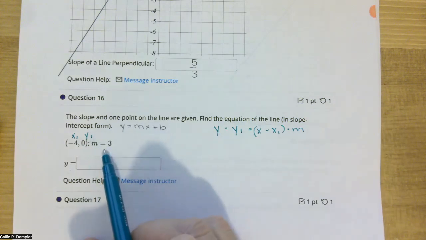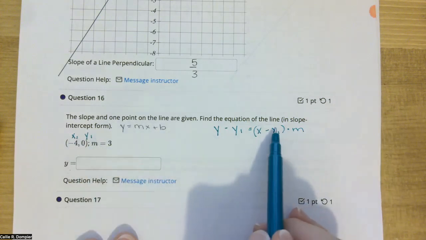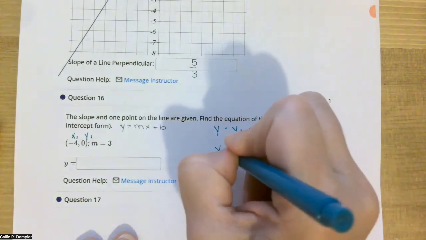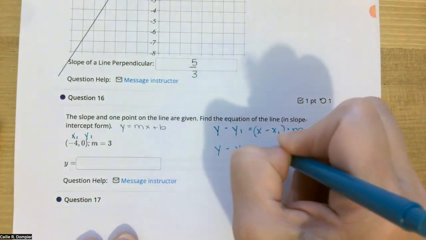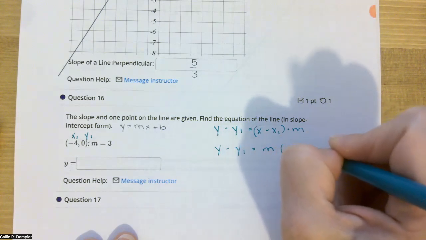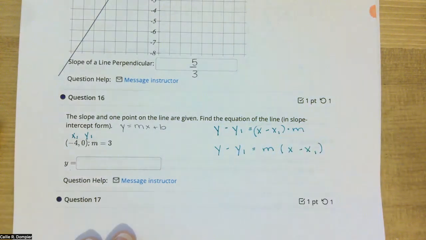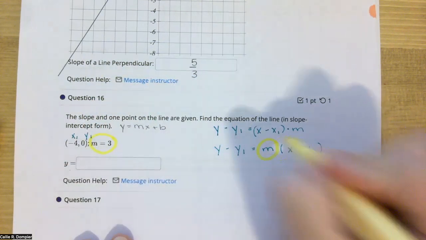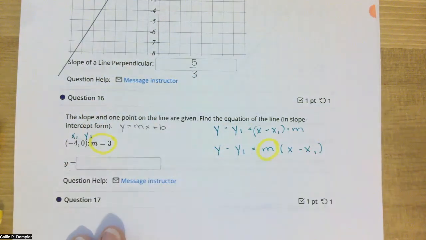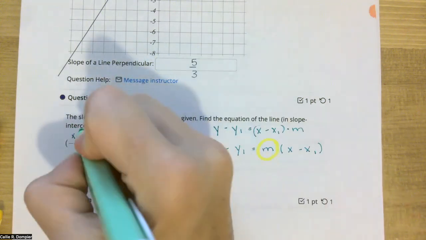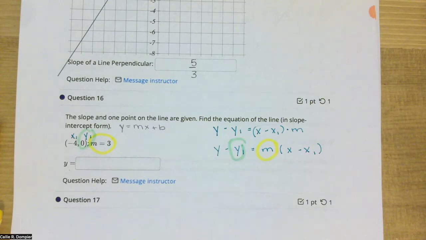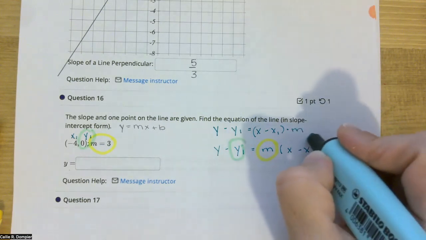Okay, so we have the slope, we have x1, and we have y1, right? I'm going to write it the other way. y minus y1 equals m times x minus x1. Good, and then we're going to take what they've given us. Our m is 3, so we're going to switch that to 3. y1 is 0. Keep that minus sign between them. And then x1 is -4.